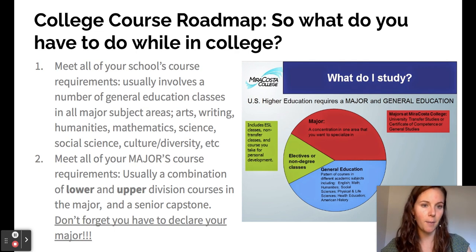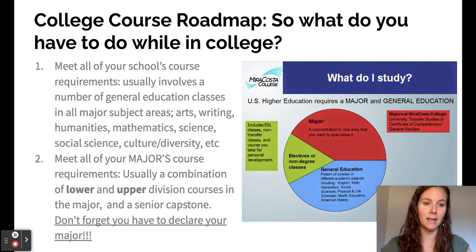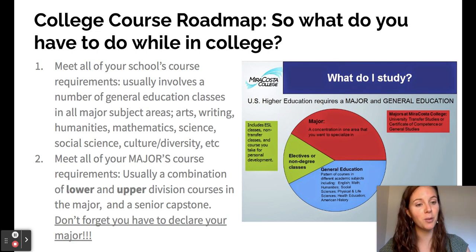It's the same concept. Your senior capstone you usually do during your senior year, right before you graduate, and it's going to maybe include some type of research component where you'll get to kind of specialize in a specific topic within your major that you want to focus on.